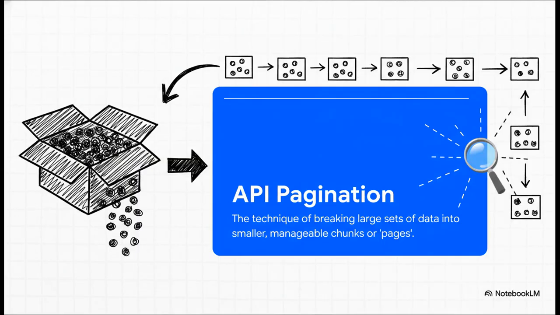So, the magic behind this whole thing is a concept called API pagination. It's actually a pretty simple idea. Instead of trying to send you like a million things all at once, which would be a total disaster, the API chops up that giant data set into these little bite-sized pieces. We call them pages. Then your app just asks for these pages one by one, right when you need them.